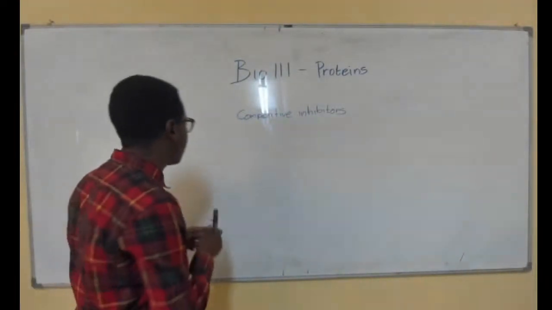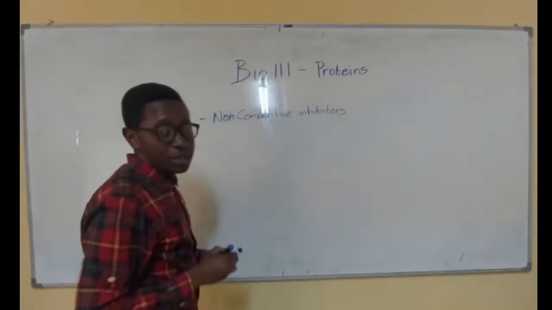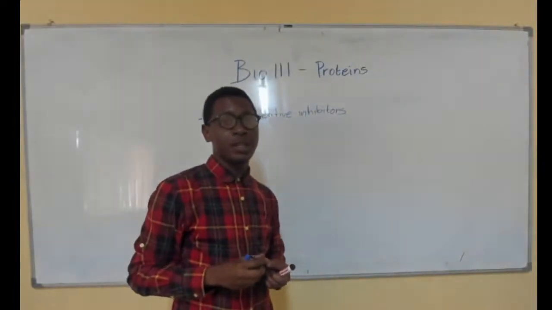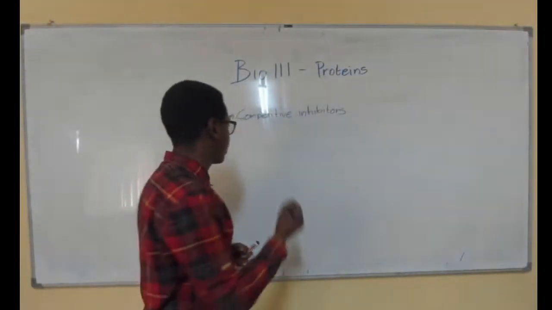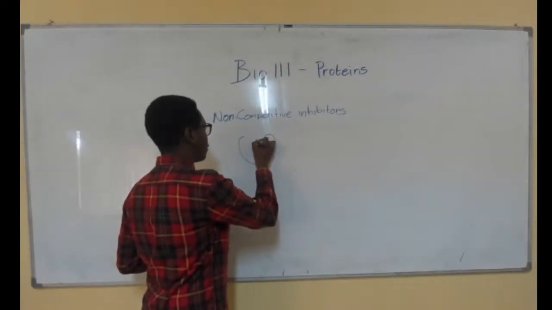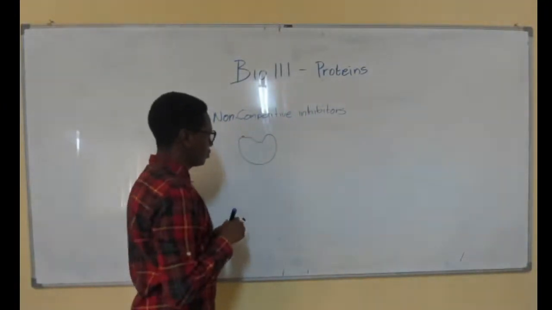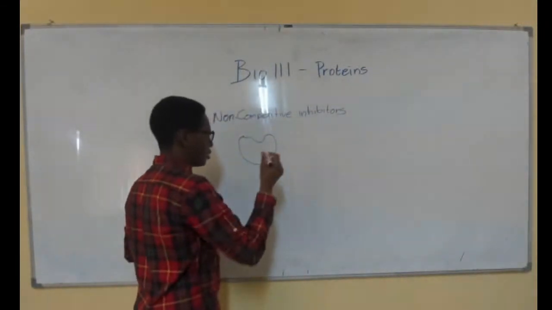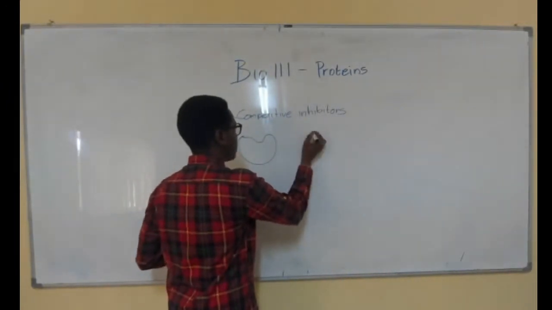So the non-competitive inhibitors do not have the same shape as the active site or the substrate. So for the non-competitive inhibitors, for example, if we have a protein there, and our substrate.